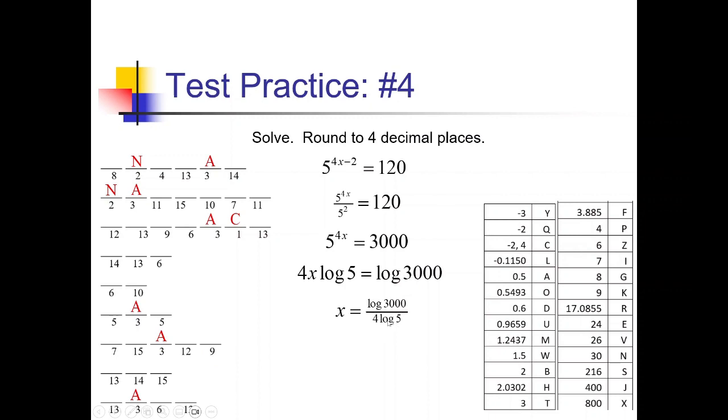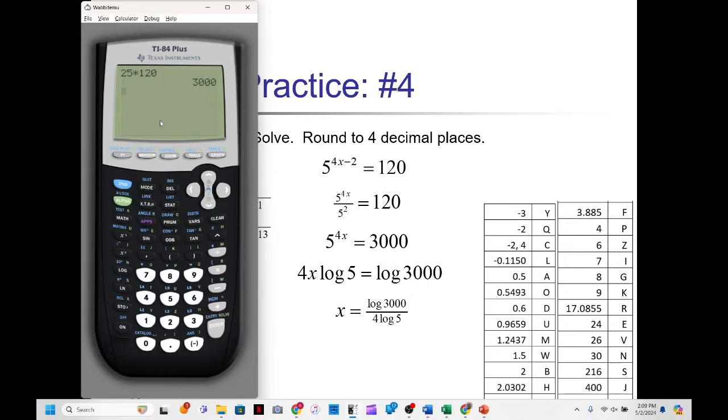And let me go back to the calculator for this. Now to do this on the calculator, just so I don't have to worry about PEMDAS kind of stuff with this denominator, I'm going to do alpha y equals and get fancy fraction mode here. So I'll have log of 3,000 divided by 4 log of 5.